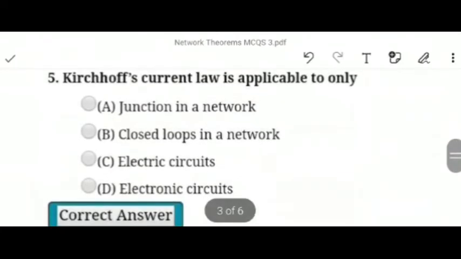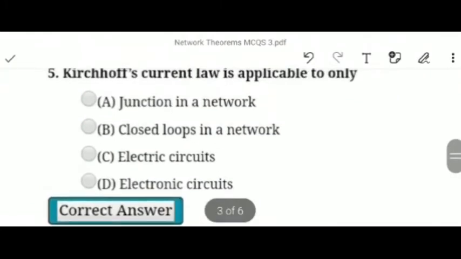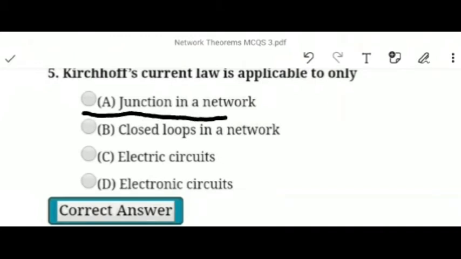Now in the fifth question, Kirchhoff's current law is applicable to. We should know that Kirchhoff's current law is applicable to a junction in a network, where the current leaving that junction is equal to the current approaching that junction. So here all the statements are related to the junction. So option A will be the correct answer.